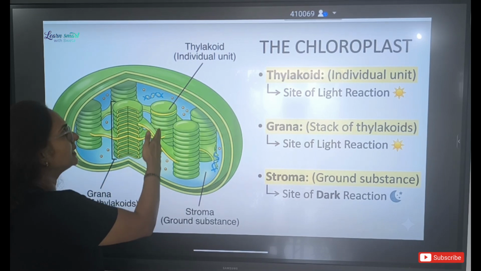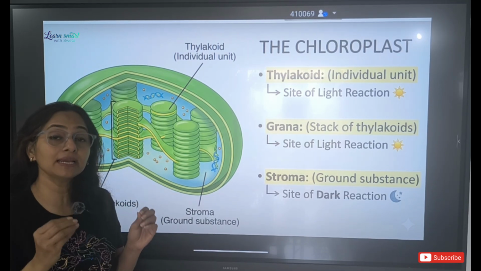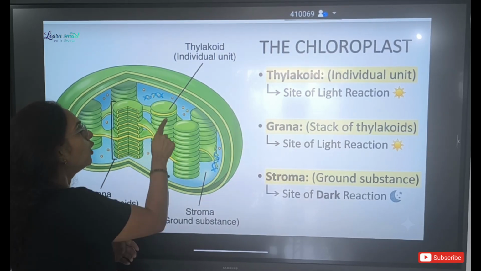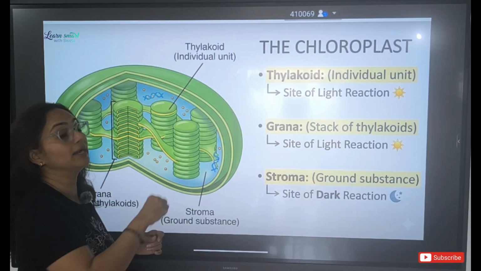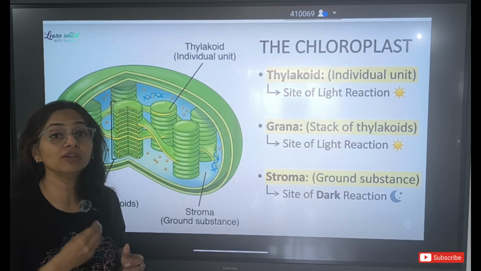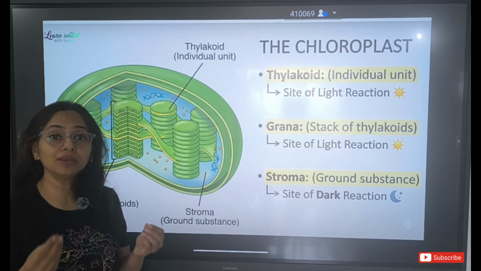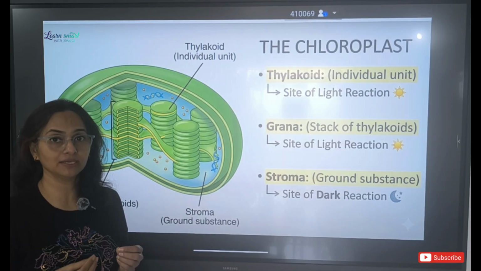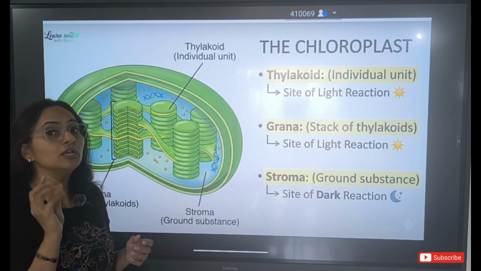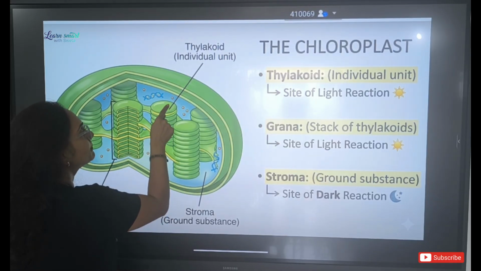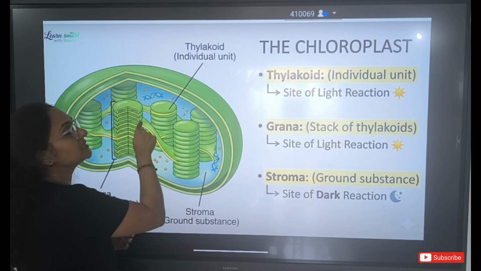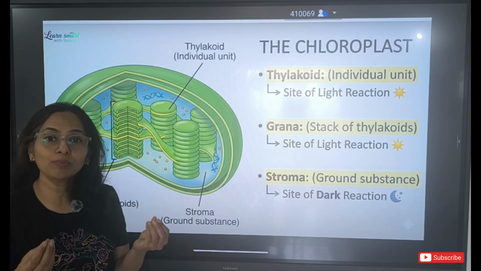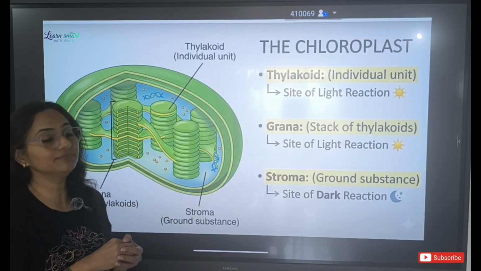So it is here that the light reaction takes place. Inside the grana, the light reaction of photosynthesis takes place. On the walls of these thylakoids, the pigment chlorophyll is present. We know that green plants are green in color because chlorophyll is present as a pigment in them. So that green colored pigment is present on the walls of these thylakoids. These are present inside the chloroplast. And where are chloroplasts present? In the cells of the leaves.